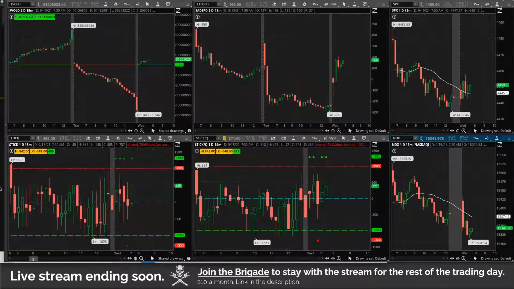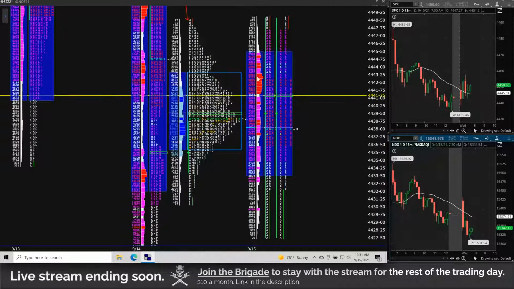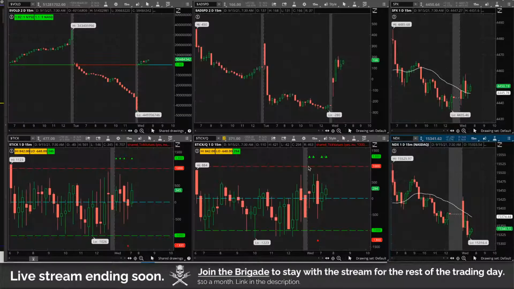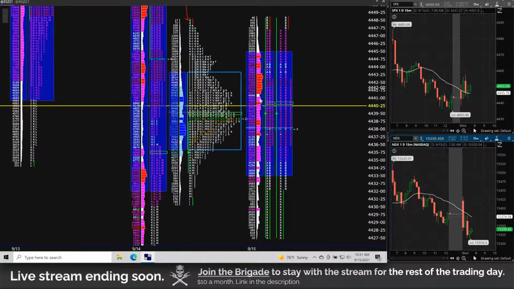So now we're watching as we push into this, which was support that became resistance in the B period, does it remain resistance here in the C period? And looking at the ticks, do they start to pull back below that zero line when we push up into here? That's a sign of sellers piling on there.